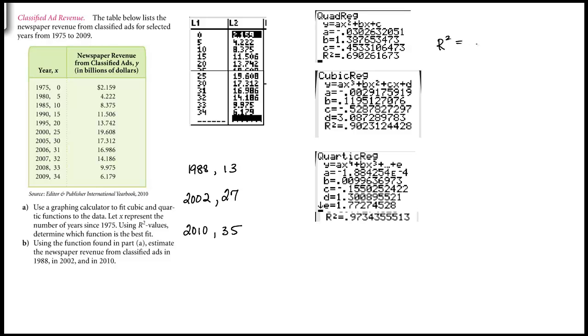It gives me an r-squared value of 0.69. The cubic gives me an r-squared value of 0.90. And the quartic gives me an r-squared value of 0.97. The one that has the best fit is the one that has the highest r-squared. So, plugging into the calculator, we get each one of these, making sure we get the r-squared value to compare. Once we have that comparison, we are going to go with the quartic regression.